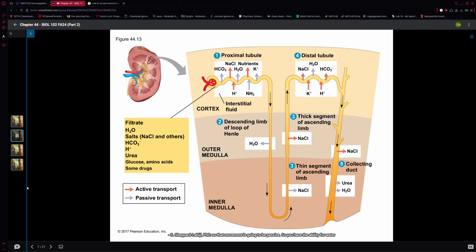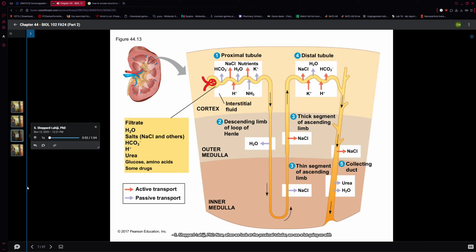So you have the ability for water to move out on the descending side. So you can see that it's a passive process, but there's no ability for water to move out on the ascending side. And these differences in permeability are important for our ability to adjust the level of concentration that we see in urine. For solutes, what we see is the opposite, which is that very much no solute reabsorption occurs on the descending side, but solutes are reabsorbed both passively as well as actively in the ascending limb.